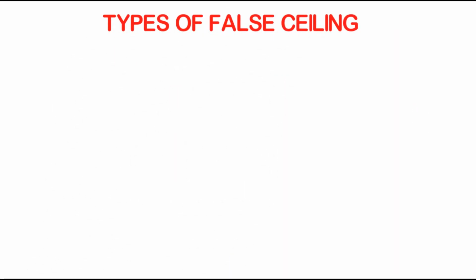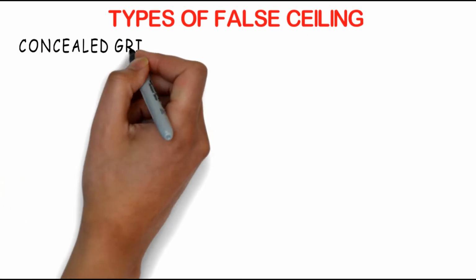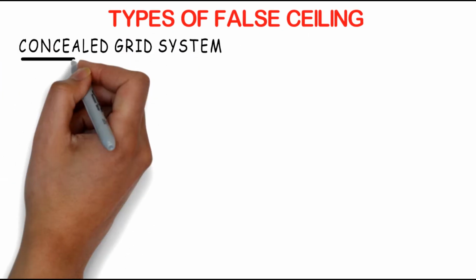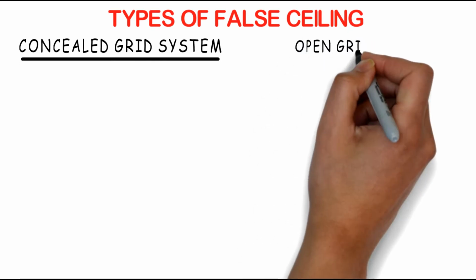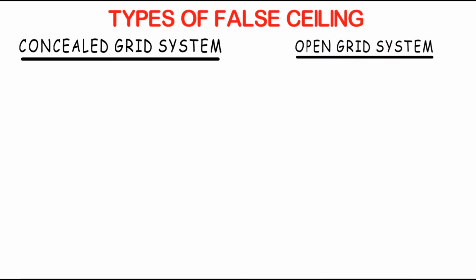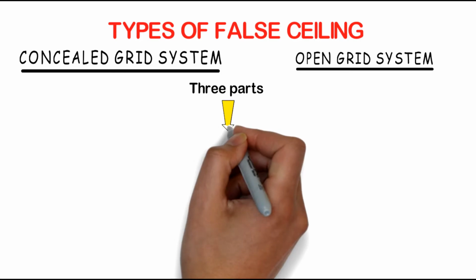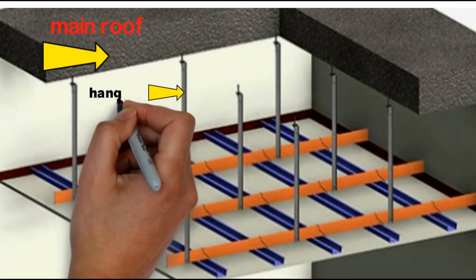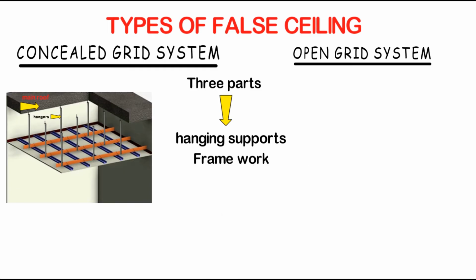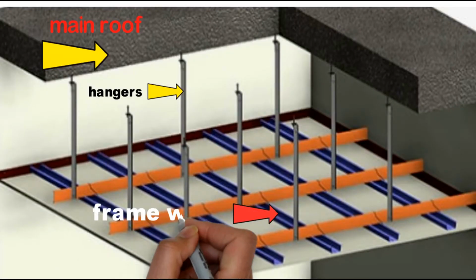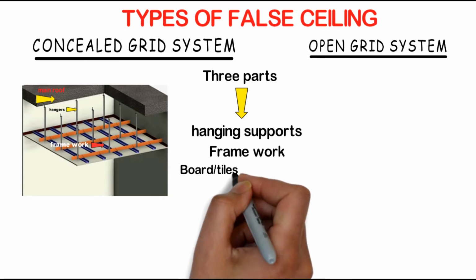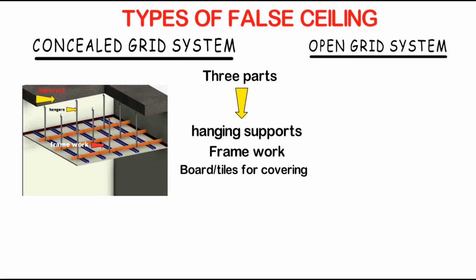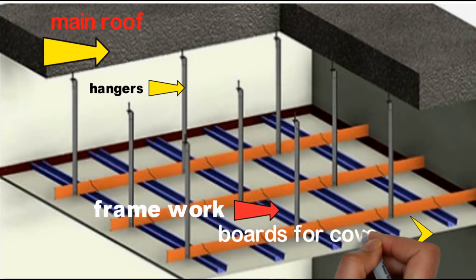There are two different types of false ceiling that are normally used in construction. One is the concealed grid system and the other one is the open grid system. The difference is that in the concealed grid system, the grid will be covered by the boards, just like in this picture. This is the main roof and these are the hangers from where the false ceiling is hanging. This is the framework. The framework will be covered by the boards. That is why it is called concealed grid system. It is covered, no frame will be visible from outside.